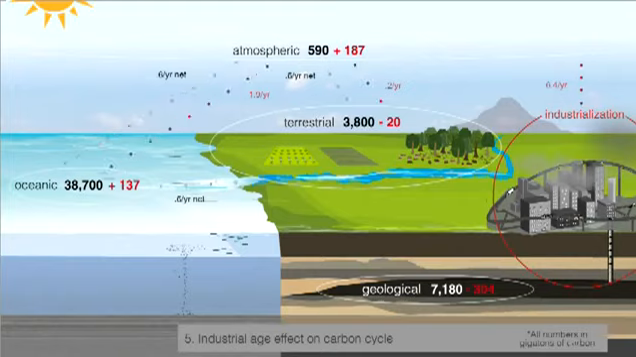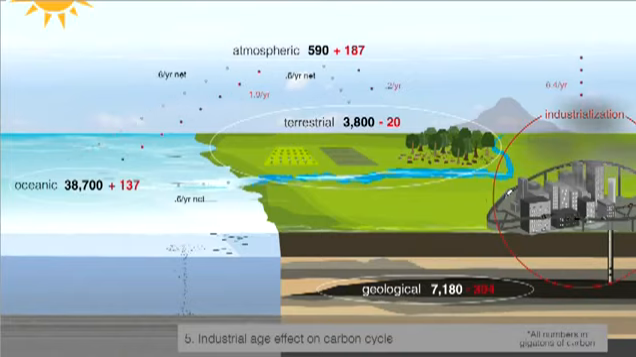Notice that the annual impact on the flux between the oceanic and atmospheric reservoirs runs in the opposite direction of the natural flux and at a much greater magnitude. In contrast, the annual impact on the flux between the atmospheric and terrestrial reservoirs amplifies the natural flux.